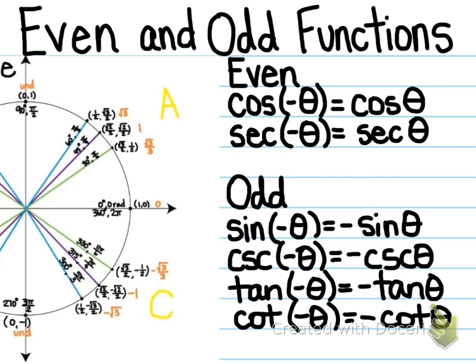So you just have to remember that cosine and its reciprocal are even functions. They're going to stay the same value, while sine, tangent, and their reciprocals are odd functions. So it's going to change the sign or be opposite.